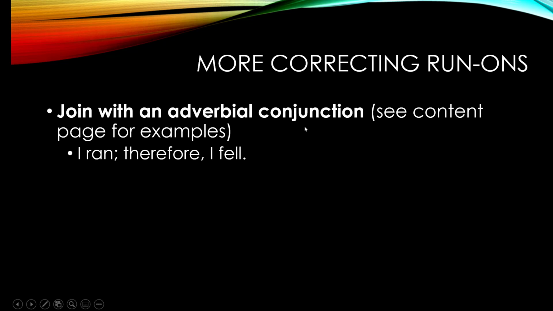Join with an adverbial conjunction. I ran, semicolon, therefore, comma, I fell. These are the words that come with semicolons. Sometimes they're called transitional words. Therefore, however, nevertheless. Those are probably the ones you use most often. It's always semicolon, word, comma, and then the second sentence.